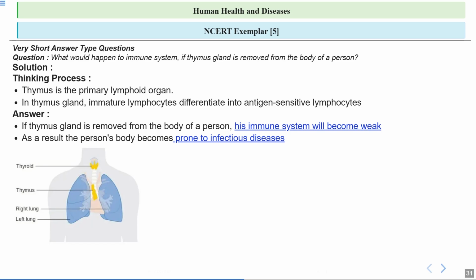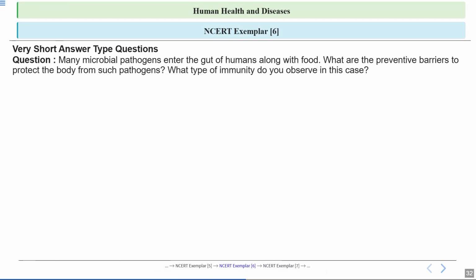Where you can see the thymus gland is in between the right lung and the left lung, and it is below the thyroid. Next question is, many microbial pathogens enter the gut of humans along with the food. What are the preventive barriers to protect the body from such pathogens, and what type of immunity do you observe in this case?